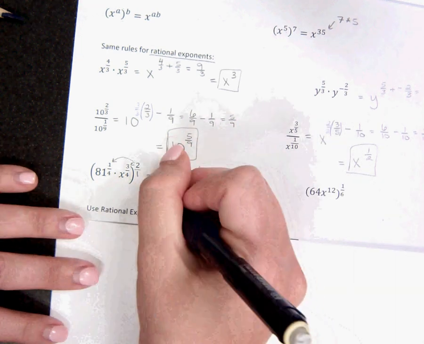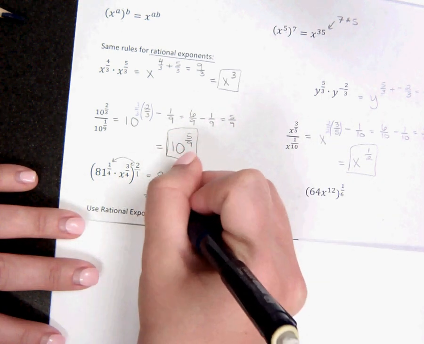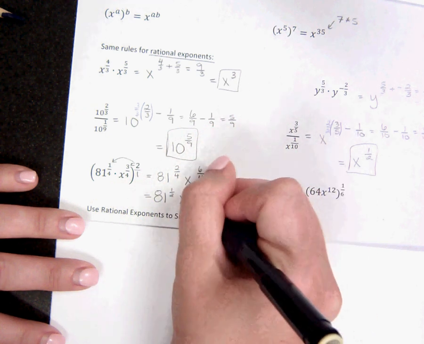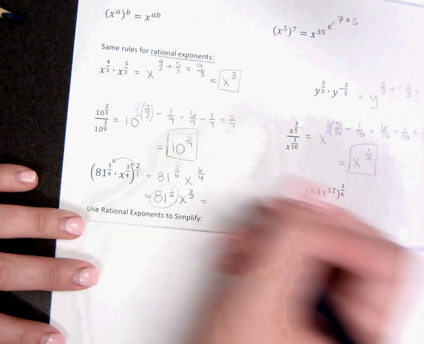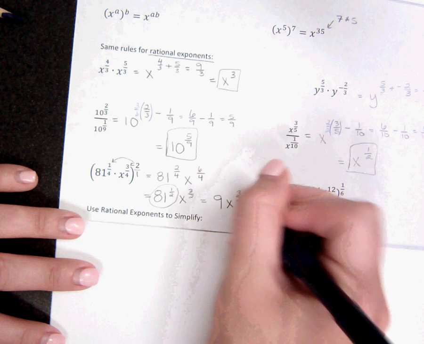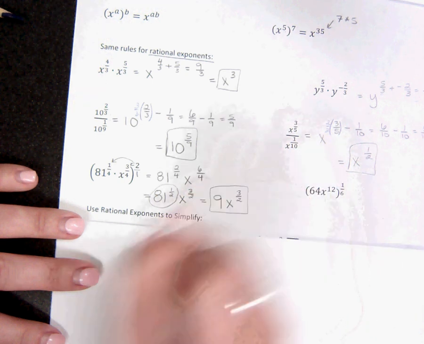81 to the 2/4 is really 81 to the 1/2, and this can reduce to 3/2. 81 to the 1/2 is the square root of 81, which is 9, and then x to the 3/2. Let me just leave it just like that.